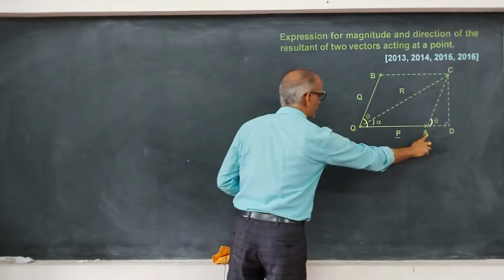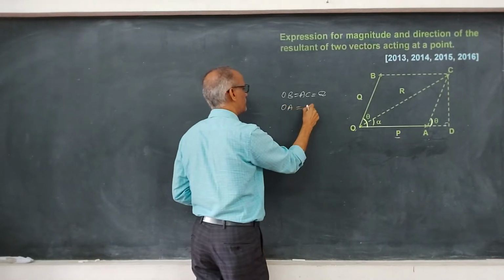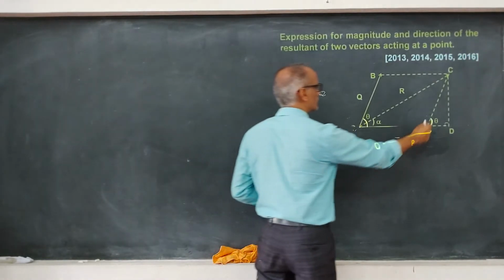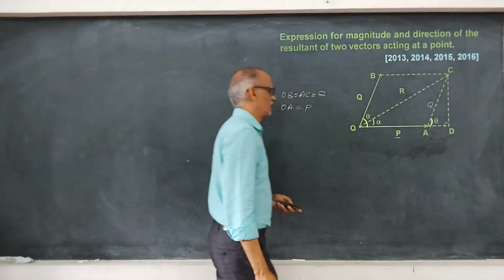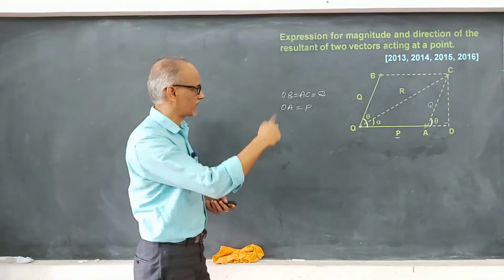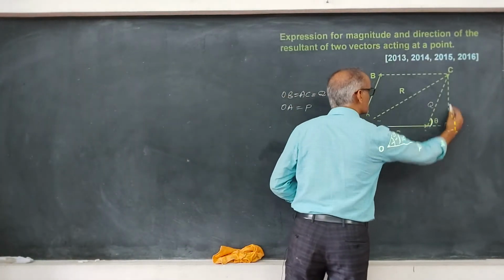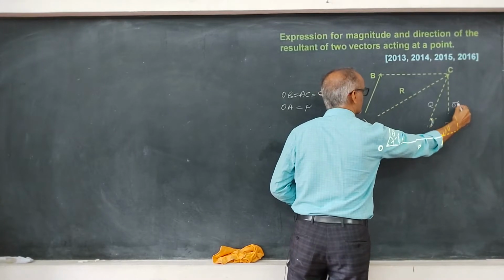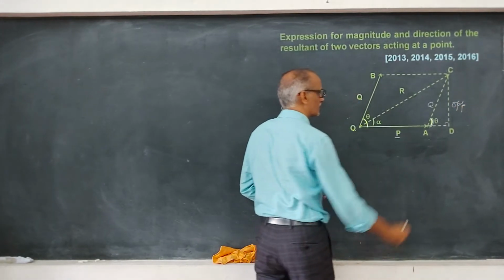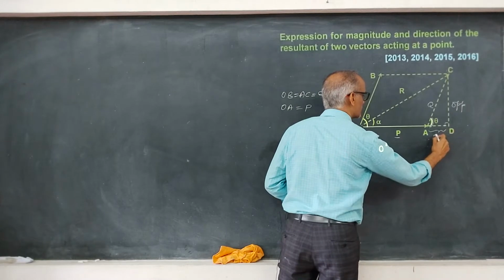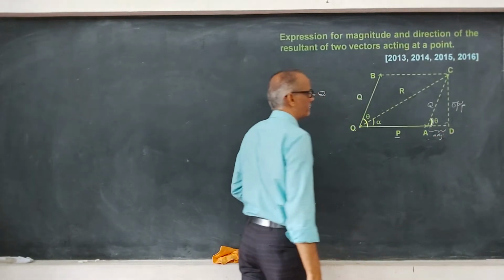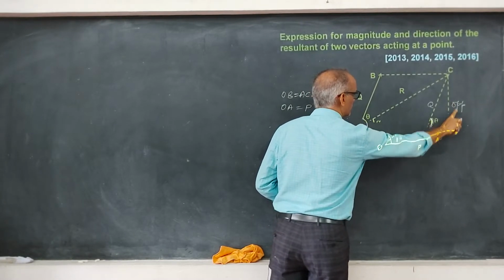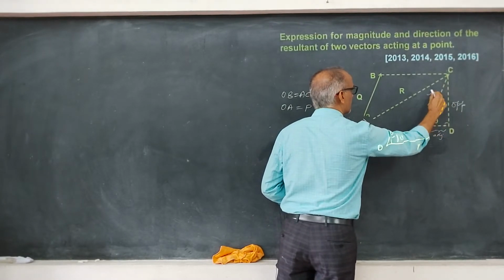Then OA, what is OA here? OA is nothing but P, right? So this is Q. Now one of the equations which I am going to write from that is, see, this is a right angle triangle, correct? If this is the angle, this is the opposite side, this is the adjacent side. Opposite to the angle is the opposite side, the side perpendicular to the opposite side is adjacent, remaining is hypotenuse.